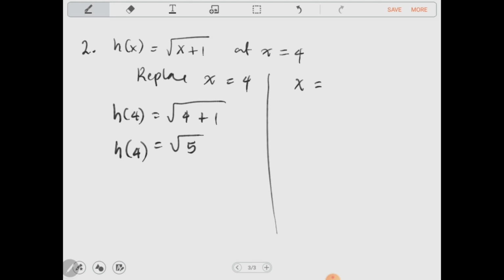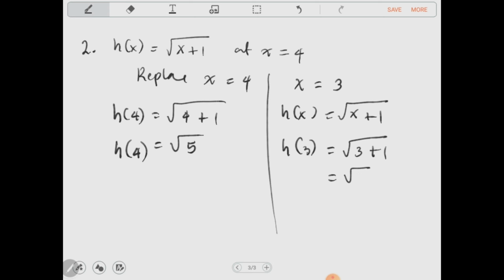So, let's try some other value of x. Let's say we have x equals 3. Then let's use the same function, h of x equals square root of x plus 1, and see what happens. So just replace x by 3. We have h of 3 is equal to the square root of 3 plus 1. So you have square root of 4. So you have positive and negative 2 as h of 3.